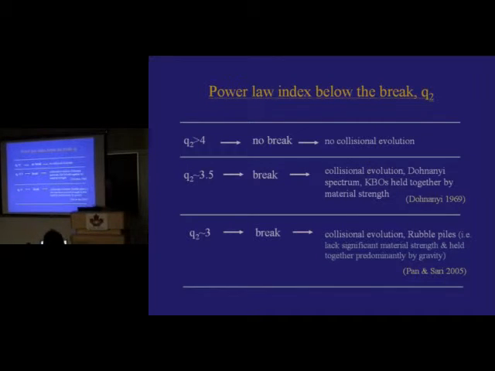An even shallower power index of 3 would hint that yes, there also was some collisional evolution, but that these bodies behave like rubble piles, meaning that they lack significant material strength and are held together predominantly by gravity. You must imagine just a big pile of rubble, held together by gravity. So they're very easy to disperse and break.